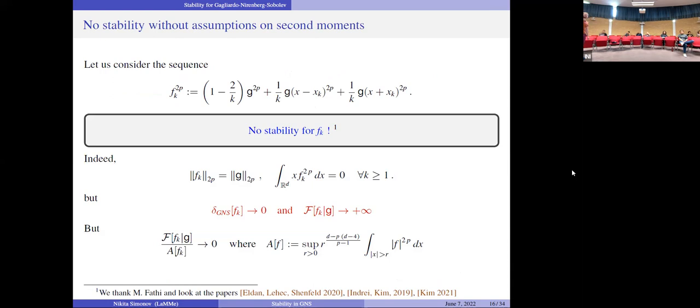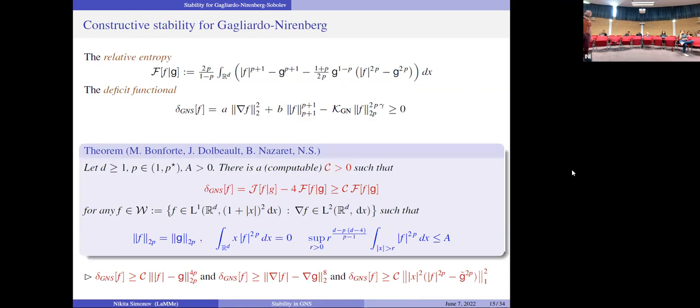Let's say that you take a family of functions f_k to the power of p, which are basically an Omental entity function centered, and two Omental entity functions which go to infinity. You translate them to infinity, and you try to understand whether you can obtain a stability result. What you know is basically that the deficit functional goes to zero, but the entropy goes to plus infinity. And what saves us in our result is that the entropy over this weird way to control the details of the function still goes to zero. So still our theorem is true, because in this constant C, you have basically this parameter R.